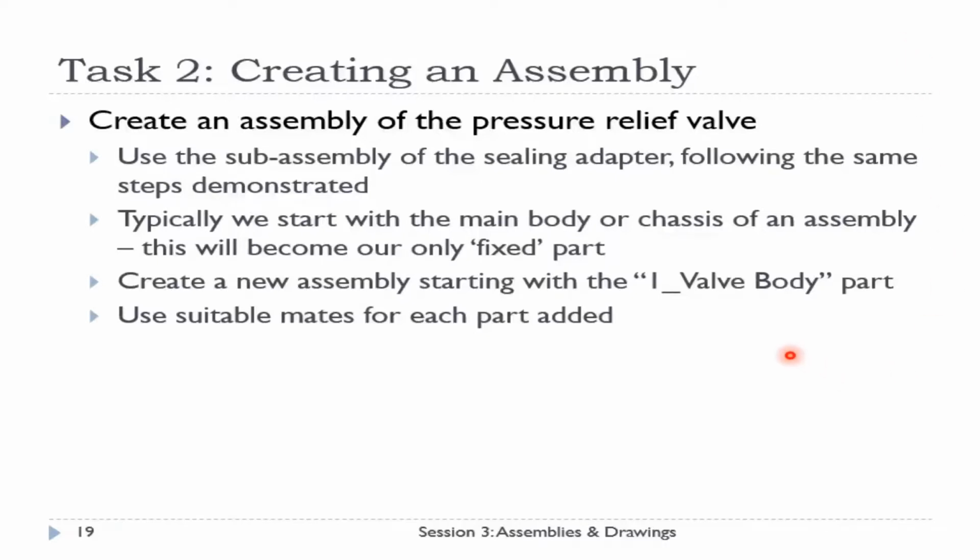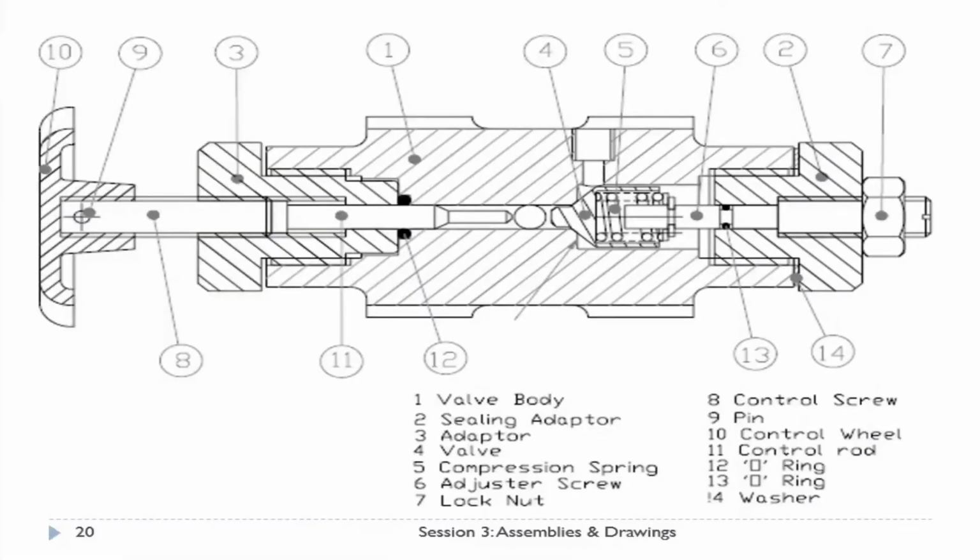So the one that we already created is the ceiling adapter, to complete the exercise. So let's start with item 1, which is the valve body, and use suitable mates to make this part fully defined, resolve the fixed part issue, and then keep adding the other parts. So let's have a look at the assembly drawing.